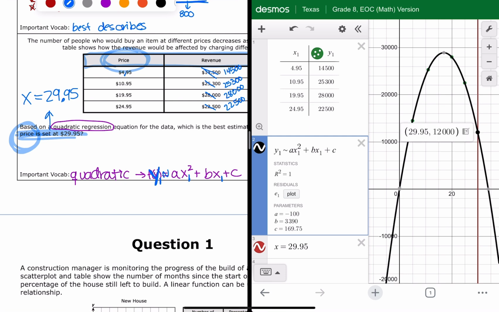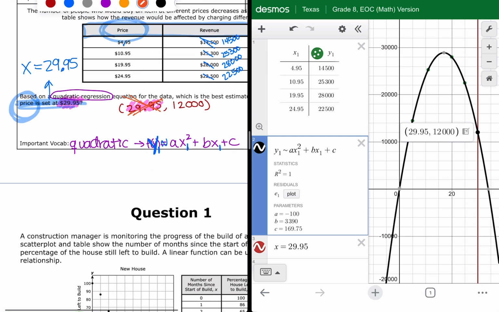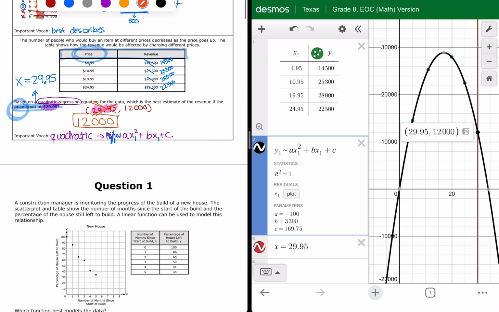Okay? So I have (29.95, 12,000). This number was given to me in the question. So, to be clear, that cannot be my answer because the test would not give me the answer in the question. So here, my answer should be 12,000. That's my answer.